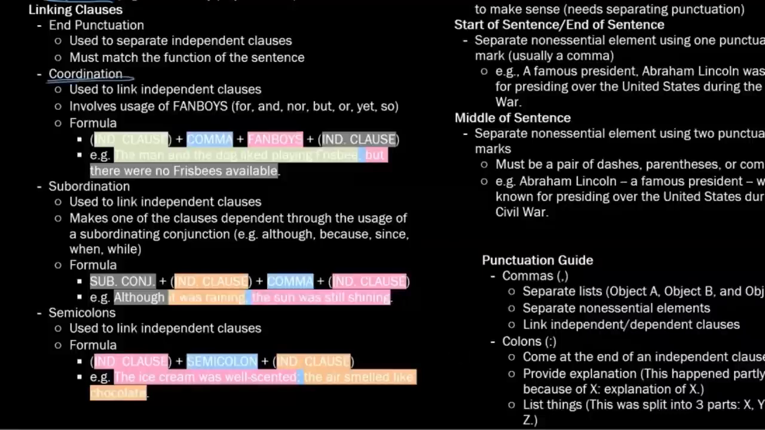Now, coordination is our first way that we use to link independent clauses, and we need to use fanboys. What's fanboys? It's an acronym for for, and, nor, but, or, yet, or so. Okay.